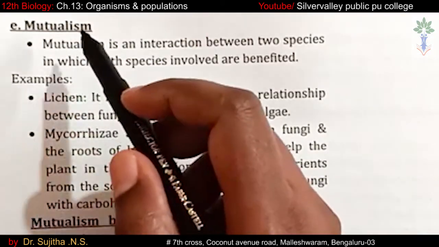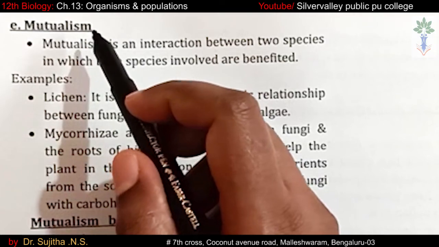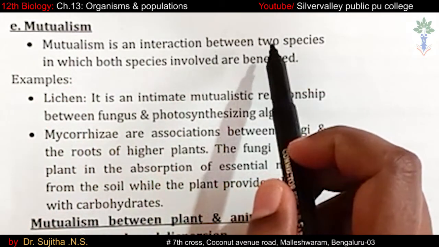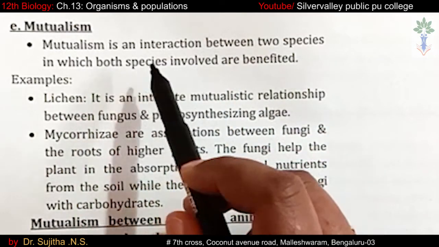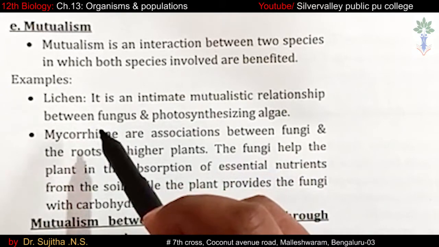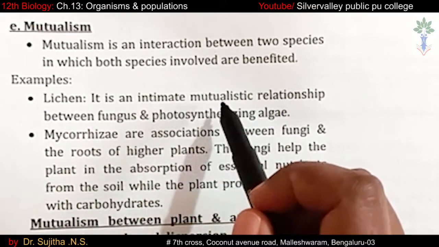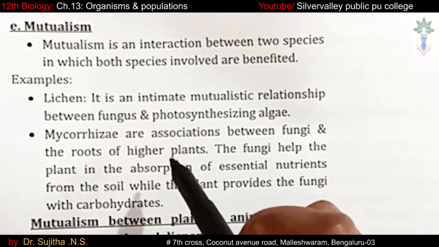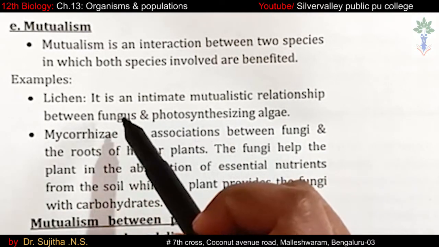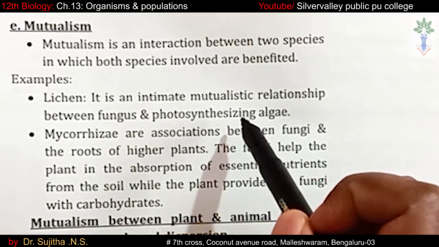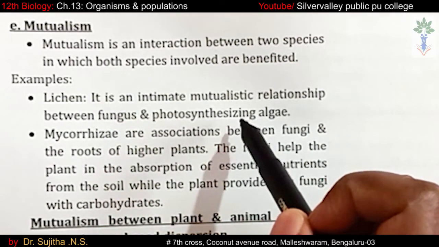So the fifth type of interspecific interaction what we are going to study is mutualism. Mutualism is an interaction between the two species in which both the species involved are benefited. For example, lichen. Lichen is an intimate mutualistic relationship between the fungus and the algae. The algae prepares the food and gives it to the fungus, whereas the fungus provides the shelter to the algae and it even absorbs the water and nutrition.